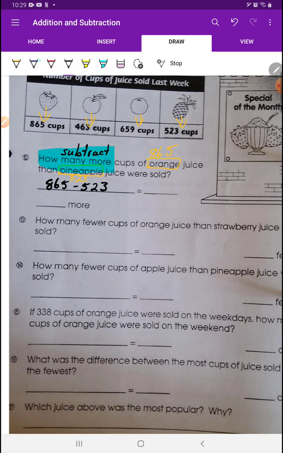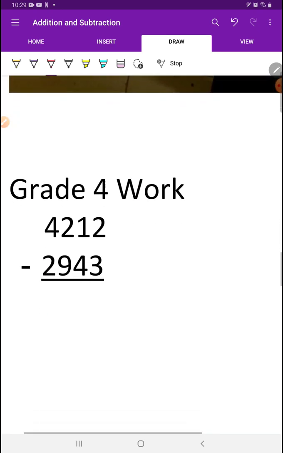And just a quick note here, do not go 523 minus 865. That's not going to work because this number is bigger. And you always have to have the big number first. So this is good, this is wrong. It's the wrong order. Always make sure your big number is first.